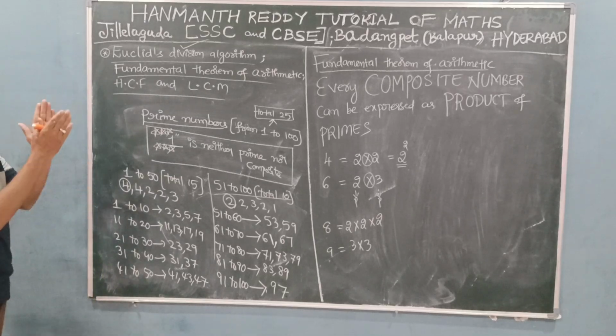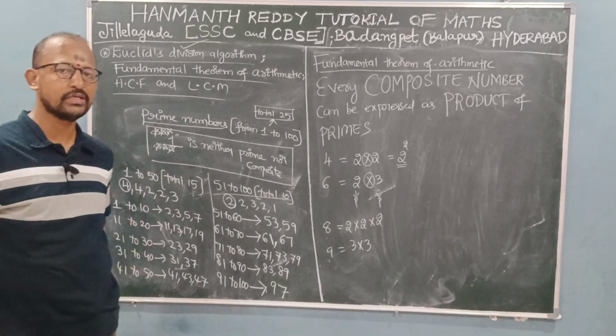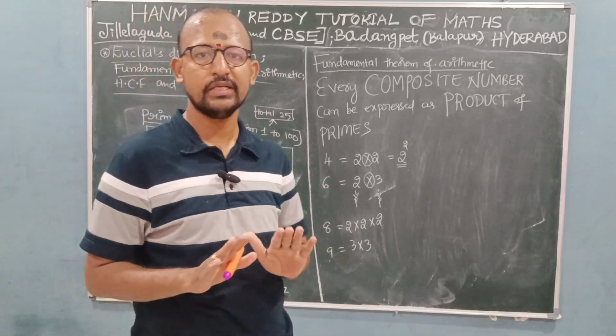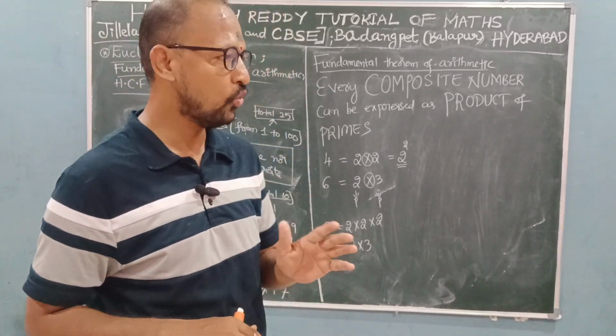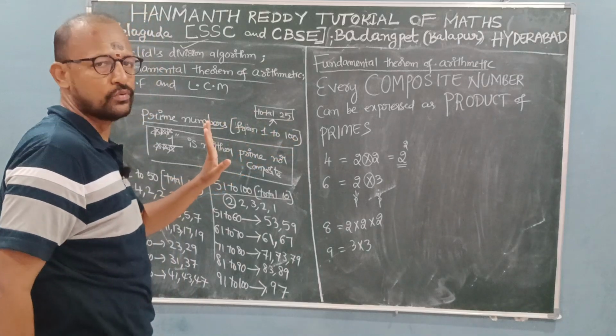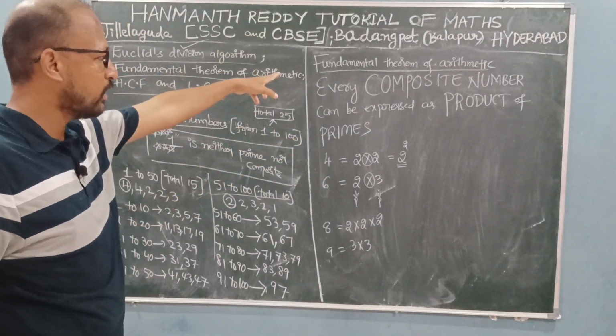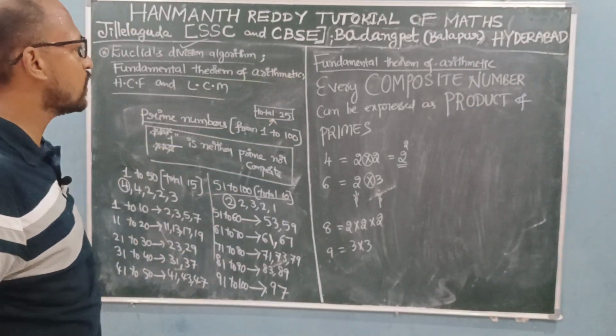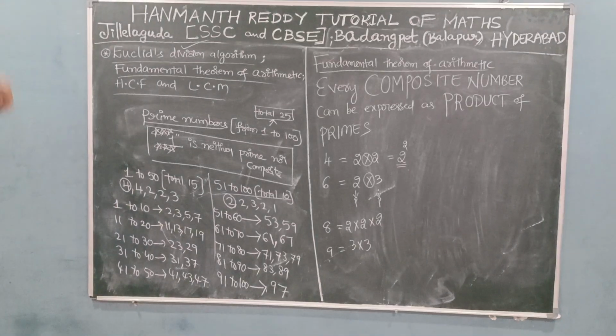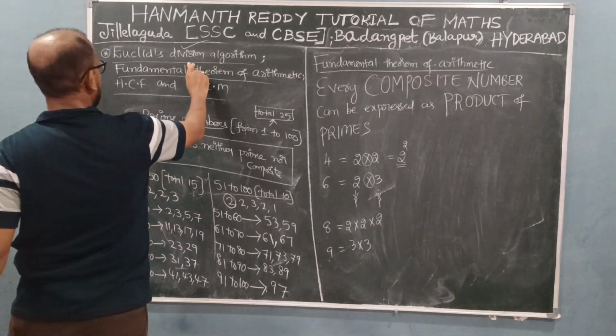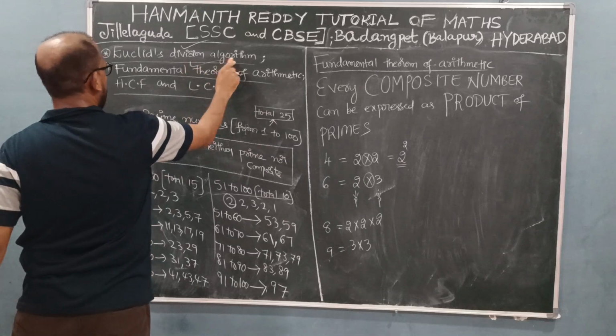I hope the fundamental theorem of arithmetic is clearly understood. What is the fundamental theorem of arithmetic? Every composite number can be expressed as a product of primes. And so today's concept number 2, the fundamental theorem of arithmetic, is also completed.